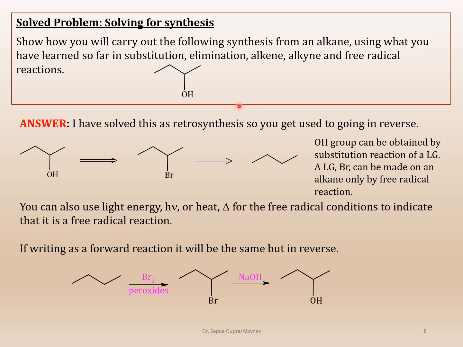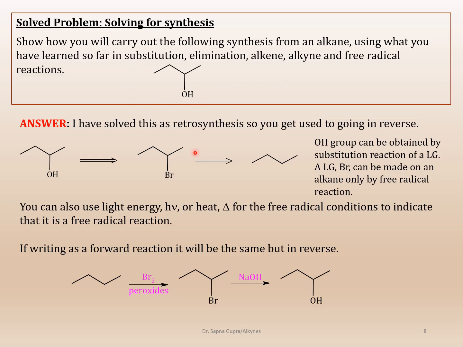And then here is how we are going to use free radical reactions or alkyl halides in our synthesis. Because the main thing about learning all of this is how to use them in synthesis. So how will you carry out the following synthesis from an alkane using what you have learned so far? So you can't do anything else. You only can use whatever you have learned so far. It's kind of like cooking and you only have certain spices given to you. So that's kind of what you're doing here. You only have certain things available. That's what you're going to use to make this alcohol.